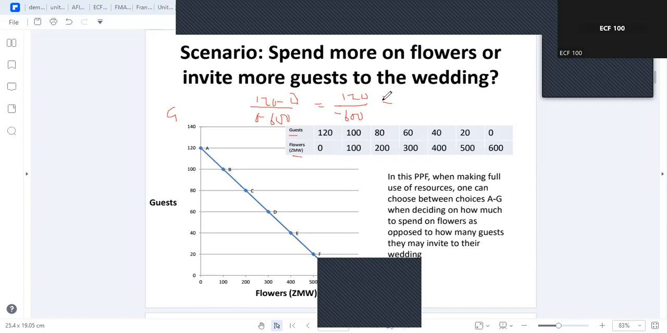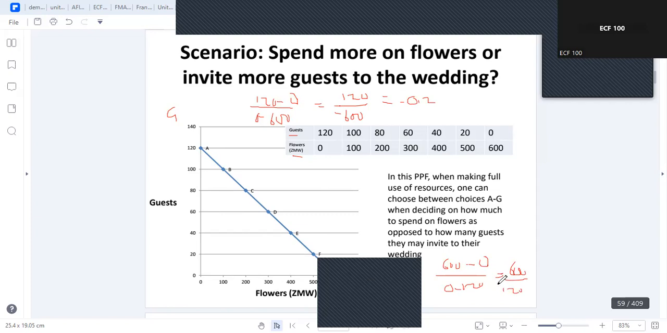What do we get? 120 divided by 600. So we're going to get negative 0.2. Okay. So that is the opportunity cost of guests for flowers. But if they're asking you the opportunity cost of flowers for guests, you can start from here: 600 minus 0 over 0 minus 120. So this is 600 divided by negative 120.